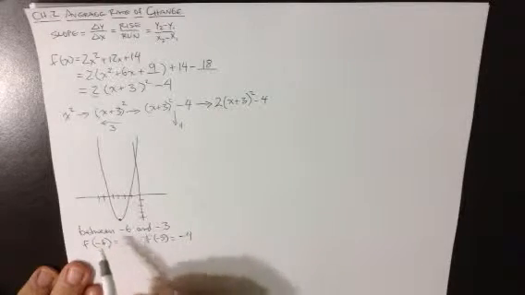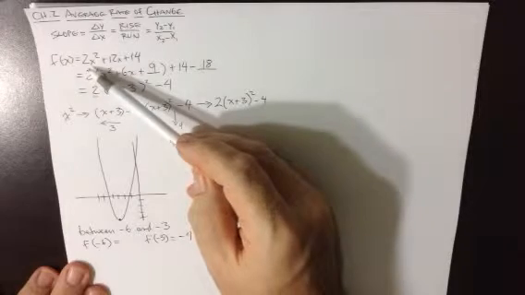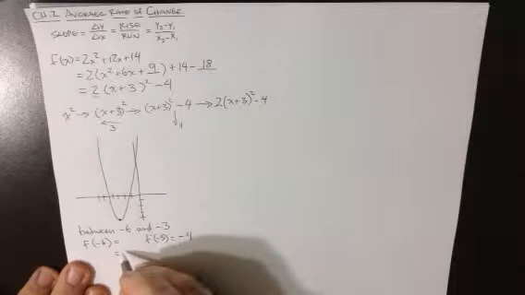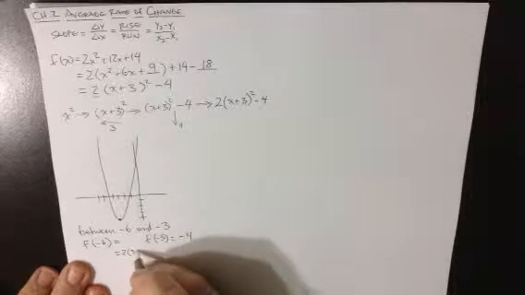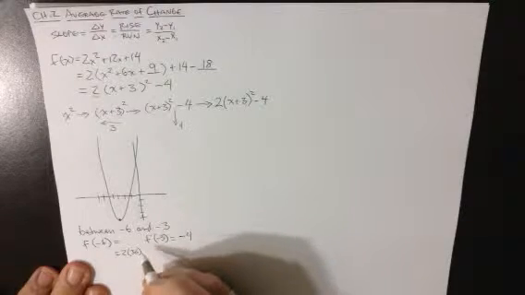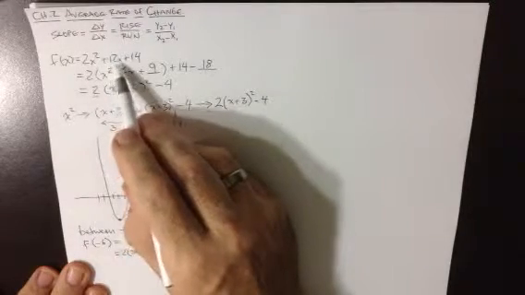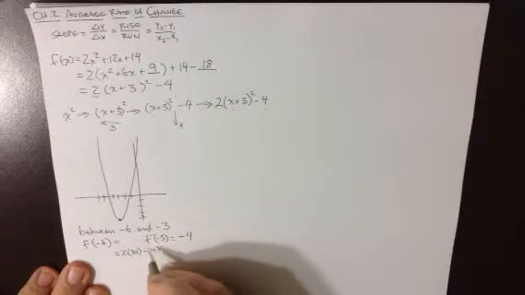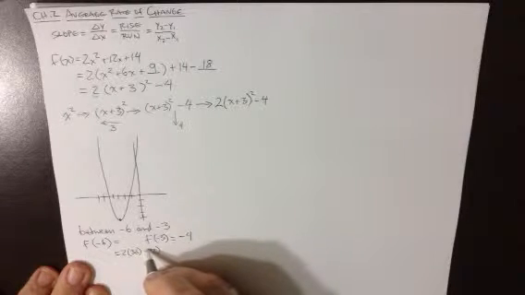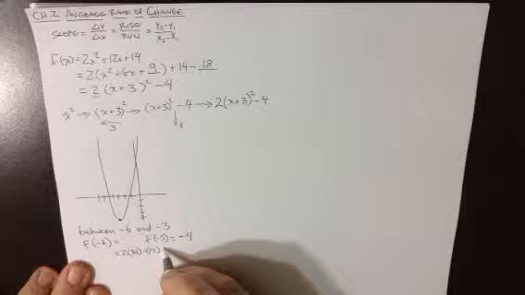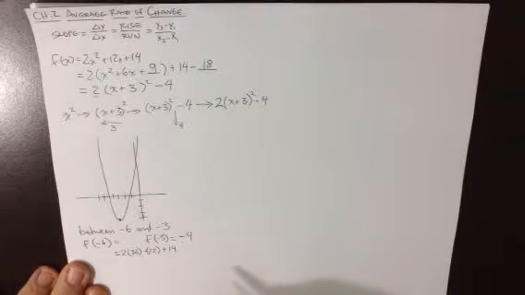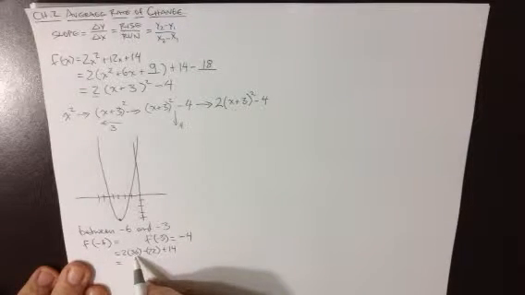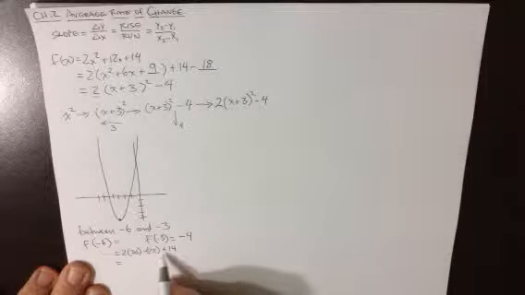When x is equal to -6, let's just jump back up to here. That's going to be 2 times -6 squared, which is 36, plus 12 times -6. 12 times -6 is going to be -72. And then plus 14. Notice anything? 2 times 36 is 72, minus 72 is 0, plus 14.